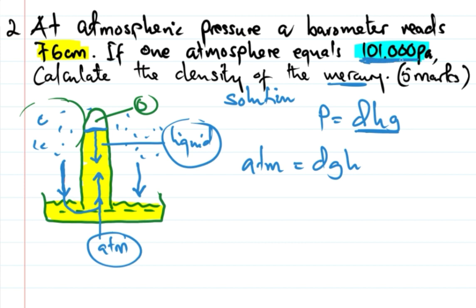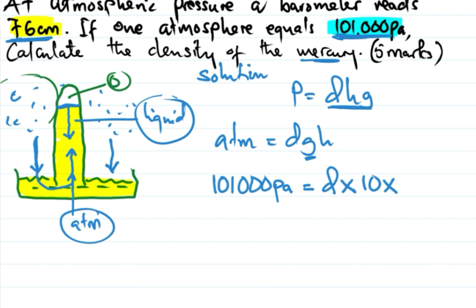One atmosphere is given as 101,000 pascals. So the atmospheric pressure, which is 101,000 pascals, is equal to the density of the liquid, which is the one we need to calculate, multiplied by gravity, 10 meters per second squared, multiplied by height. The height is in centimeters, so to multiply it we convert to meters. 100 centimeters is equal to 1 meter, so 76 centimeters divided by 100.